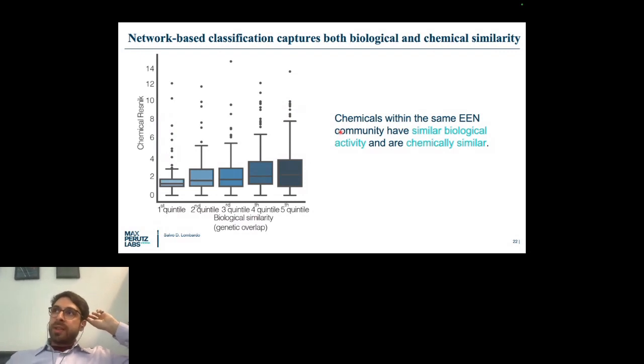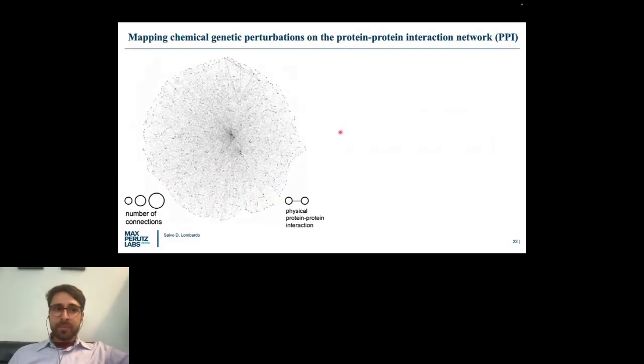And all of this was to say that these groupings, this community defined on the exposure network, are useful because they are useful to group together exposures that belong to the same category based on their biological activity. However, if we want to further explore their biological activity, we decided to take another step, which was to make use of the protein-protein interaction network.